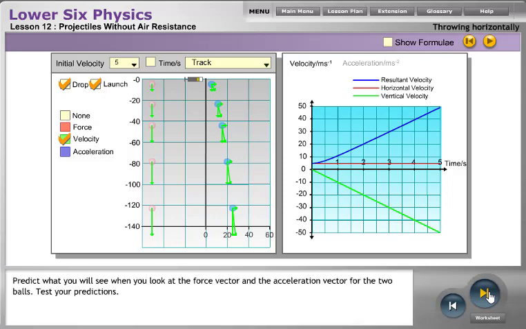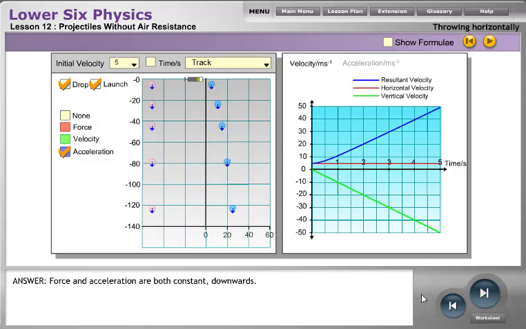Predict what you will see when you look at the force vector and the acceleration vector for the two balls. Test your predictions. Answer: force and acceleration are both constant, downwards.